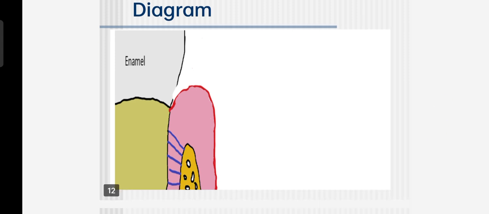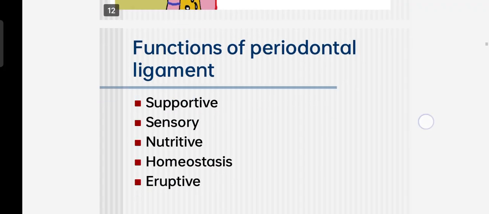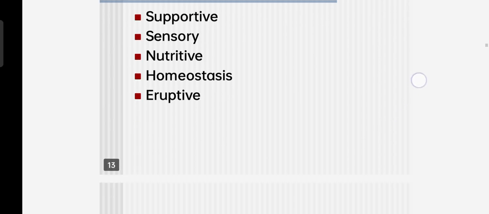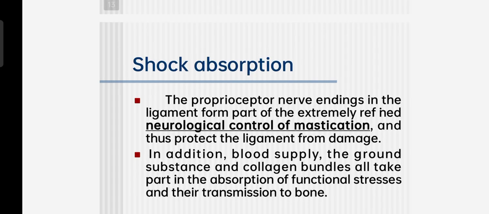And then the answer will be followed by a neat and clean diagram in which all the periodontal ligament fibers should be marked. Then the function of periodontal ligament. The functions of periodontal ligament are supportive, sensory, nutritive, homeostatic and eruptive. Followed by the shock absorption.